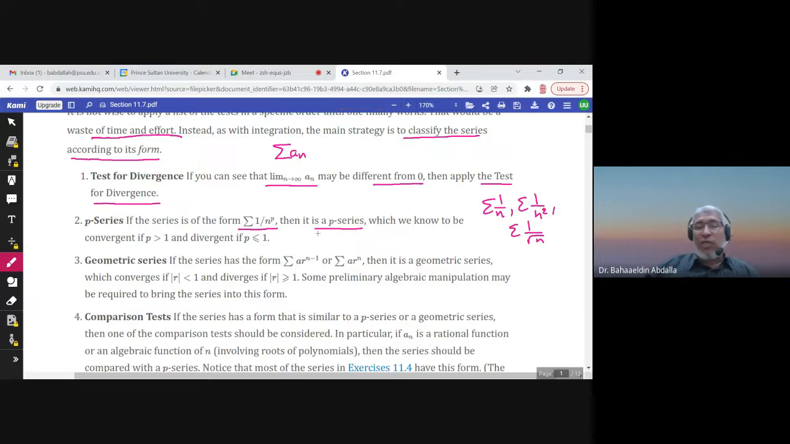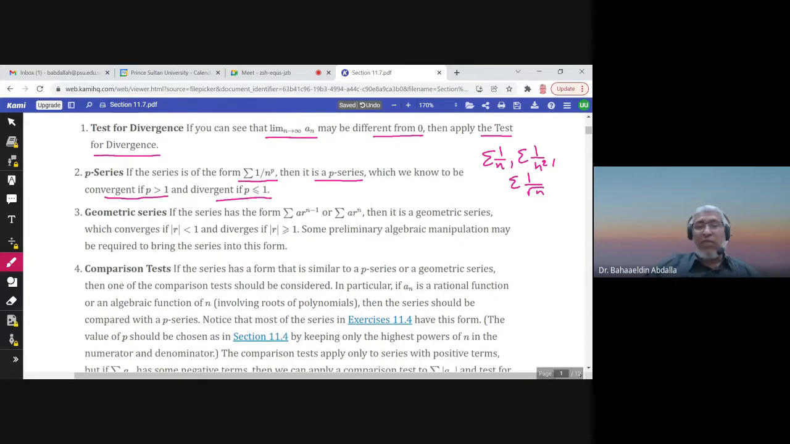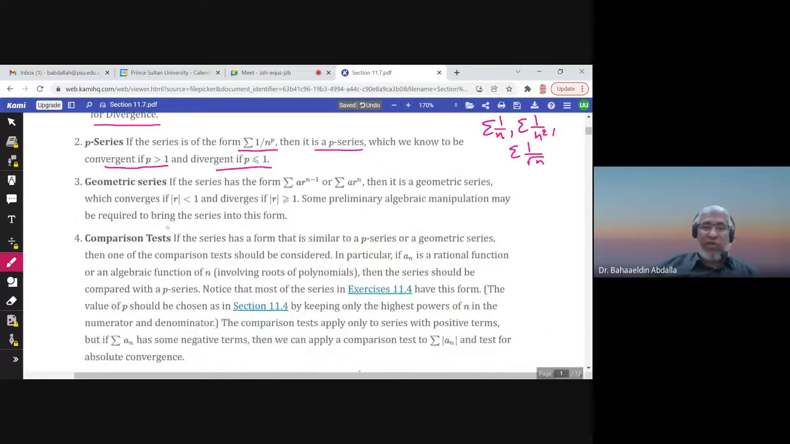We studied that a p series is convergent if p is greater than 1, and it is divergent if p is less than or equal to 1. So summation 1 over n is divergent. It's called the harmonic series. Summation 1 over square root of n is divergent because p is half. But summation 1 over n squared is convergent. So if it is a p series, you can immediately say whether it's convergent or divergent.